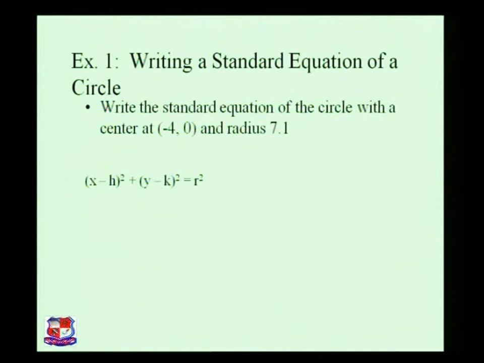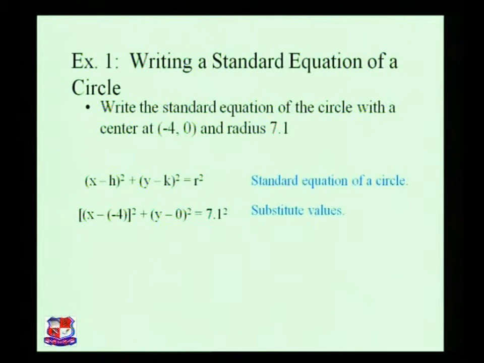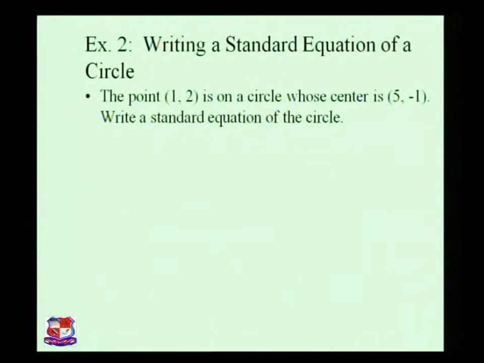We will use the center radius form, (x minus h) whole square plus (y minus k) whole square is equal to r square. This is the standard equation. Now h is equal to minus 4, k is equal to 0, and r is equal to 7.1. We substitute the values here, and by simplifying, (x plus 4) whole square plus (y minus 0) whole square is equal to 50.41, that is the square of 7.1.